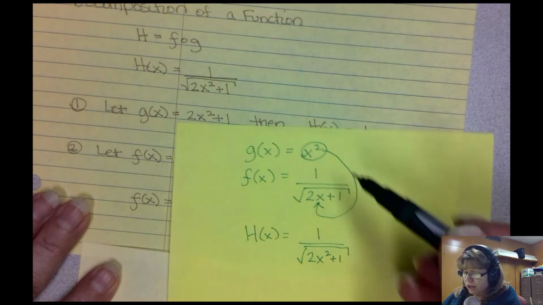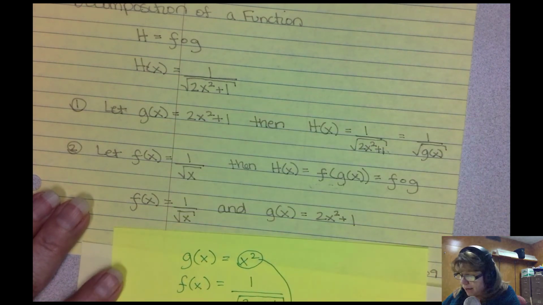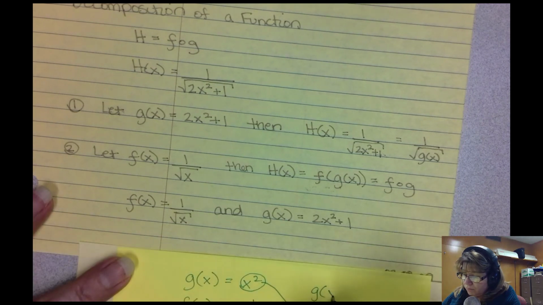Here is another possible solution. I could have decided, okay, well, maybe instead of x squared, I could have said, let's see, 2x squared. And then therefore f of x would be 1 over the square root of x plus 1.